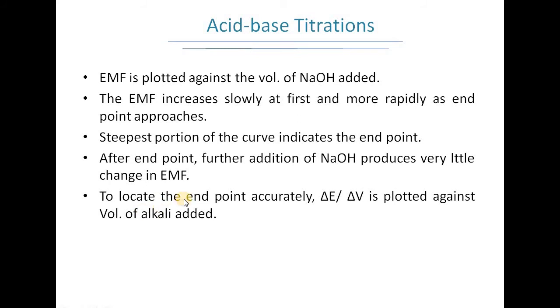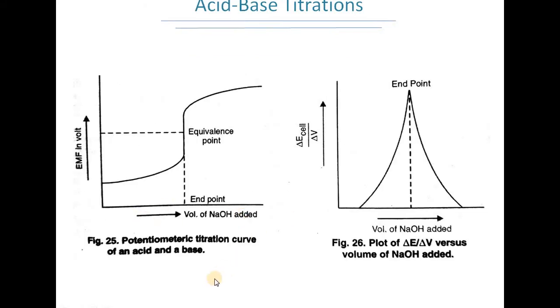Now, to locate the endpoint more accurately, we also plot the slope of the curve, which is given by ΔE/ΔV, against the volume of alkali added. As we can see here, this is the plot of EMF versus volume of NaOH added, and here we are plotting the slope of this curve, which is ΔE/ΔV, against volume of NaOH added. This point will give us the endpoint or equivalence point of the titration.